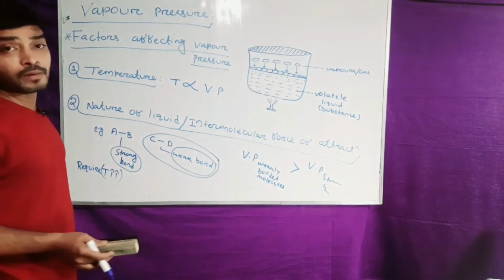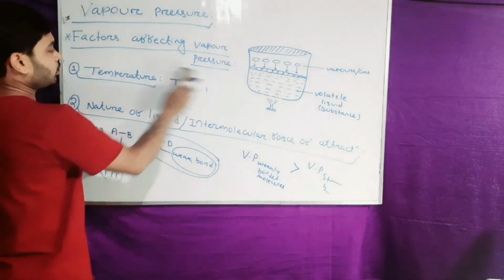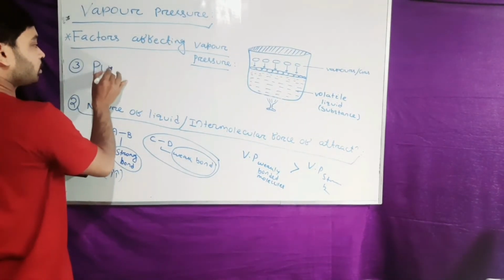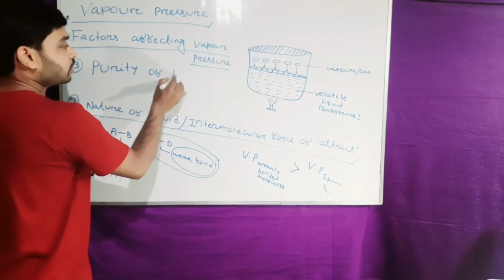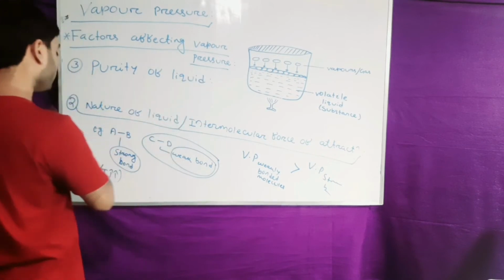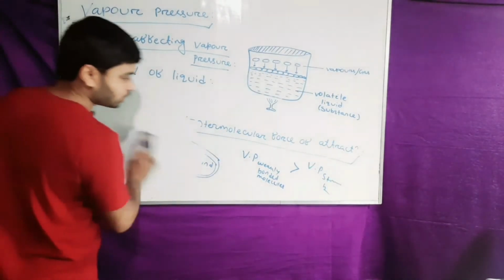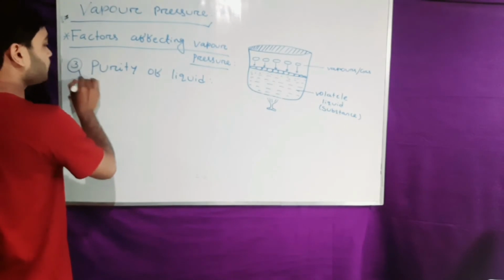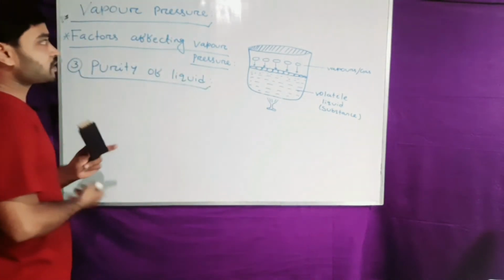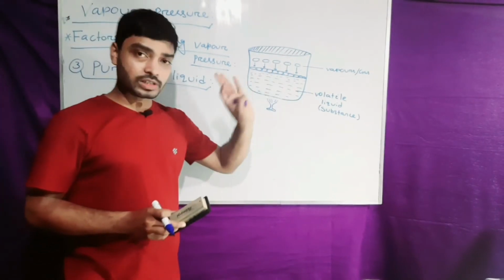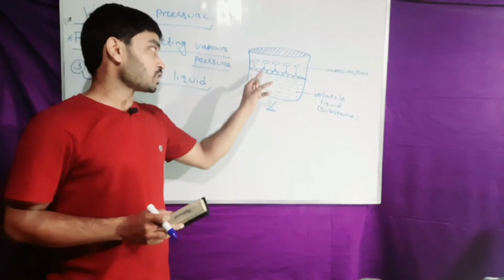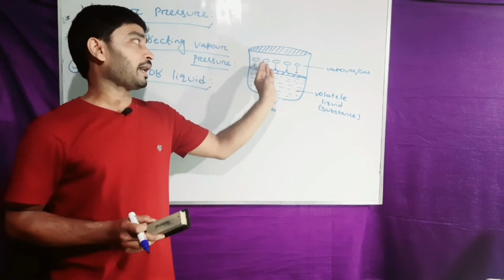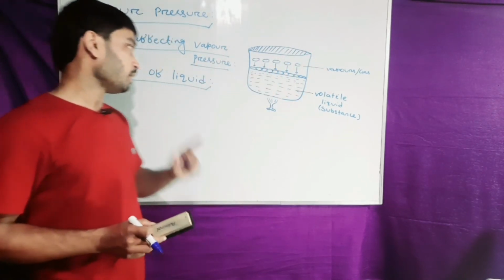The next factor is the purity of liquid. The third factor is the purity of liquid. It is the most valuable portion of vapor pressure, which will be used in further concepts. So mark how the purity of liquids matters for the vapor pressure concept. Consider a pure liquid, where the surface molecules are easily available, and by receiving temperature it produces vapors easily, and 5 molecules of vapor are present in this case.